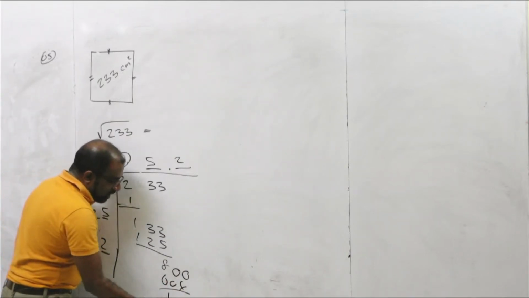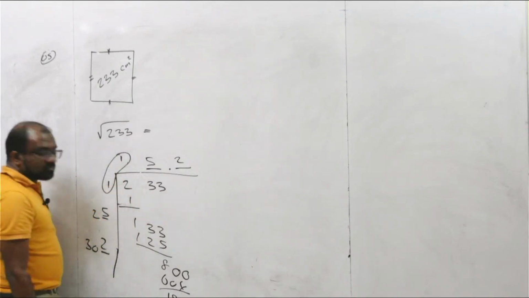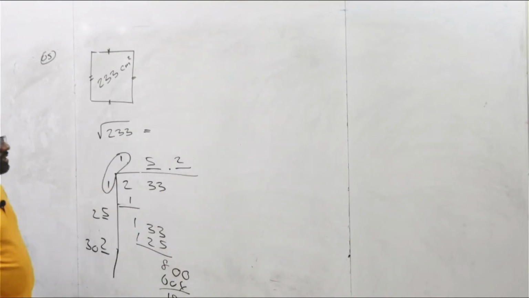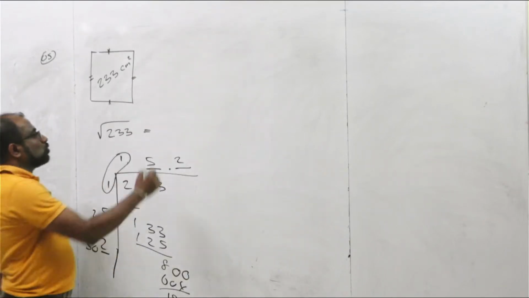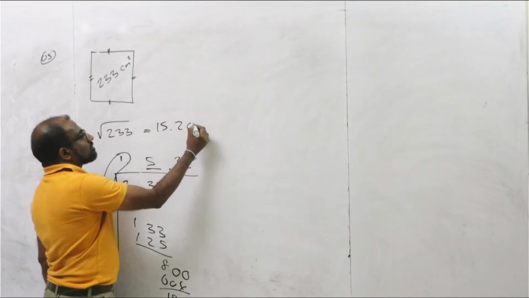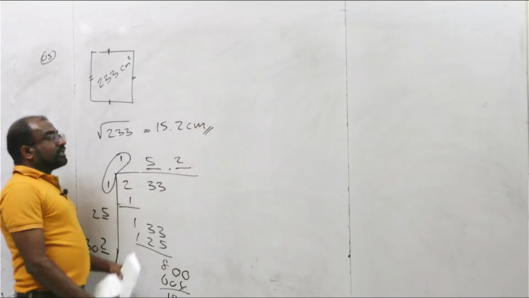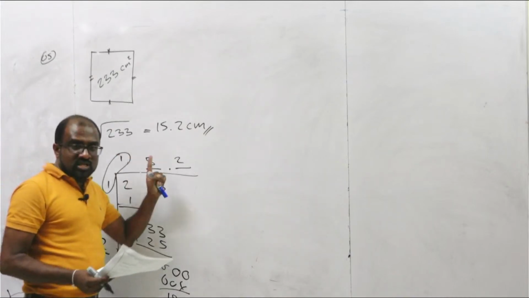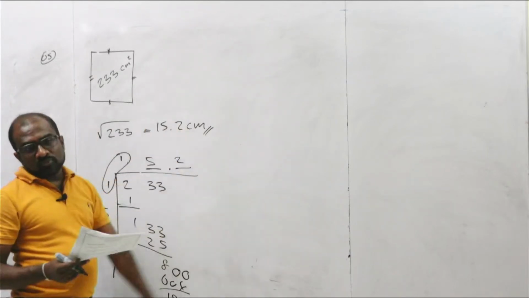Subtract, 196. We are asked to calculate to the nearest first decimal place. The length of the side of this square to the nearest first decimal is 15.2 centimeters.